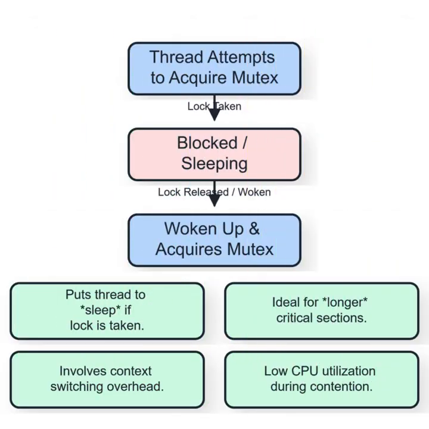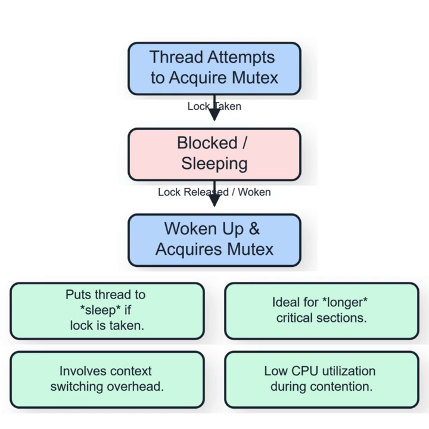In contrast to Spinlocks, we have Mutexes. When a thread tries to acquire a mutex that's already locked, it doesn't busy wait. Instead, the operating system puts the thread to sleep and moves it off the CPU, scheduling another thread to run. When the lock becomes available, the sleeping thread is woken up and rescheduled. This makes mutexes ideal for longer critical sections or situations where contention is expected to be high. The sleeping thread doesn't waste CPU cycles.